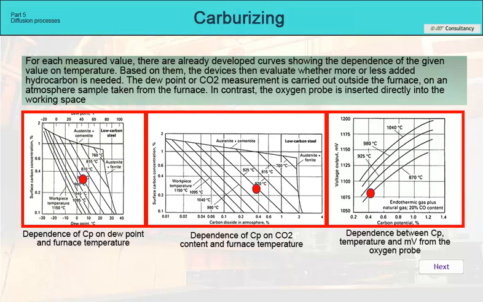The dew point, or CO2 measurement, is carried out outside the furnace on an atmospheric sample taken from the furnace, while the oxygen probe is inserted directly into the work area, and thus measures the carbon potential directly in the furnace.